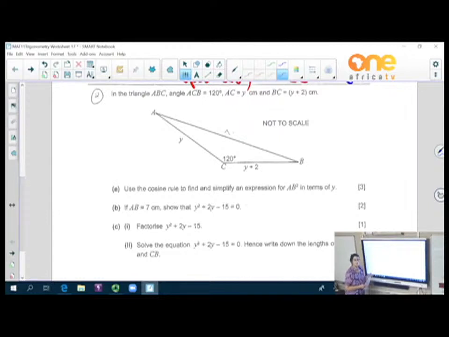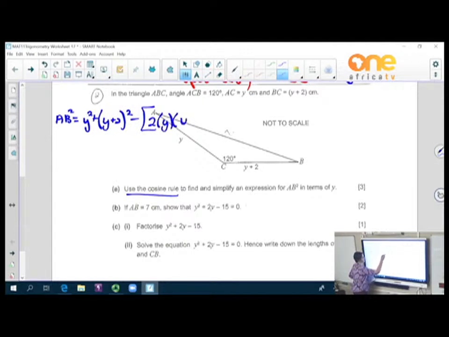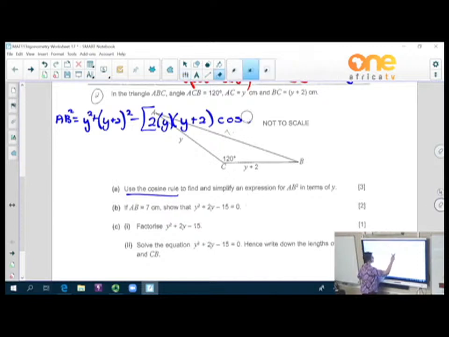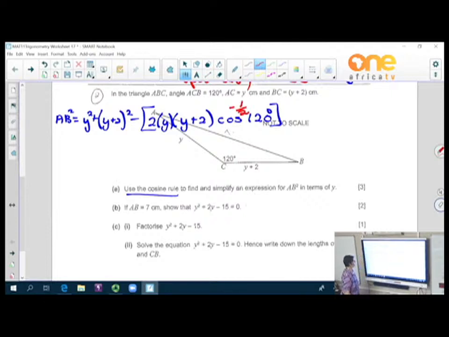Question 2. Now here they combined algebra with trigonometry. Clever question here. They tell you what to do. Use the cosine rule to find an expression for AB and simplify that expression. So I must use the cosine rule, which says that AB squared is equal to y squared plus (y plus 2) squared minus 2 times y times (y plus 2), and then the angle here is cosine 120 degrees. Press your calculator to get the value, and you will see that cosine 120 degrees is negative a half, because that will make it much easier to solve.